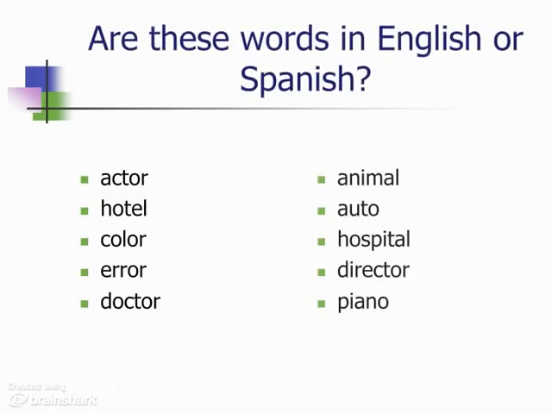Let's have a look at these words. Could you say if they are in English or Spanish? Well, as a matter of fact, they are in both languages. These words are perfect examples of cognates. That means words that come from the same root, they have the same spelling and the same meaning. The only thing that changes, of course, is the pronunciation.